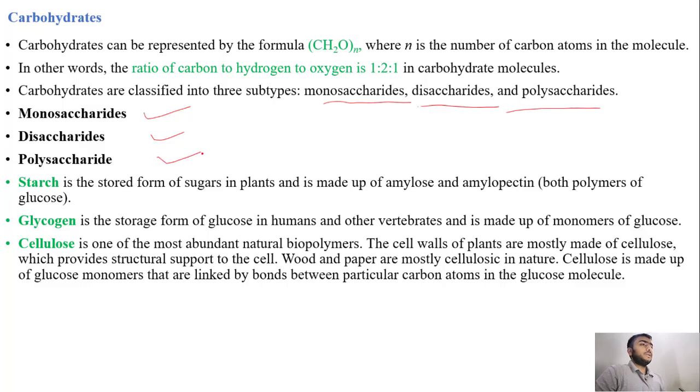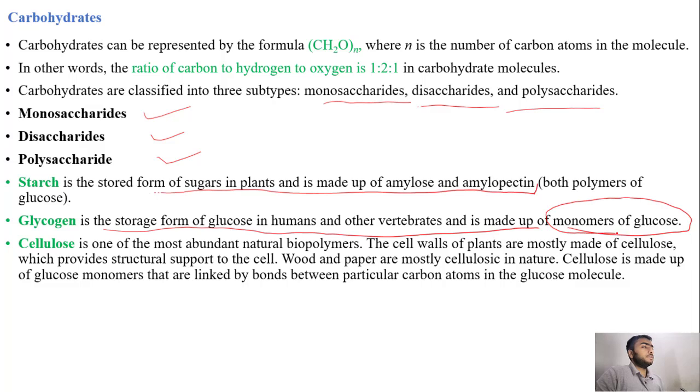And then polysaccharides, starch for example, are composed of repeating monomers. Starch is the stored form of sugars in plants and is made up of amylose and amylopectin. So these are two major repeating subunits. They are repeatedly found in the structure of starch, and that's why it gives rise to this polymer structure. Glycogen is the storage form of glucose in humans and other vertebrates and is made up of monomers of glucose. So you need to understand that it's made up of simple repeating units of glucose.